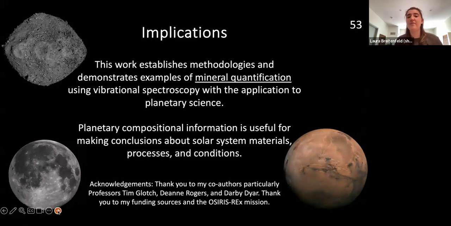So this work that I've presented today has to do with the establishment of methodologies and specific examples of mineral quantification using Raman spectroscopy and mid-infrared spectroscopy with the application to different planetary bodies. And this information related specifically to composition and mineralogy of these planetary bodies inform solar system materials, processes, and conditions, particularly processes like aqueous alteration that dramatically alter and change the mineralogy of those bodies.